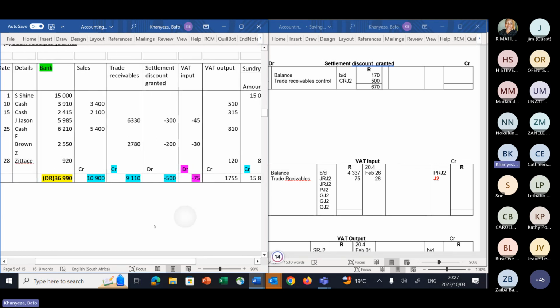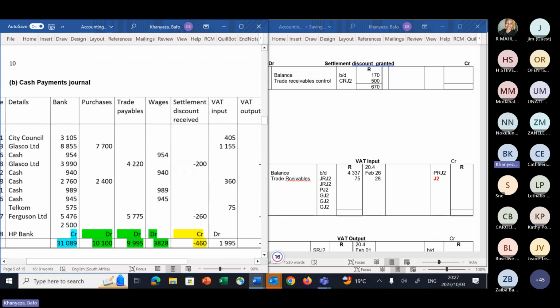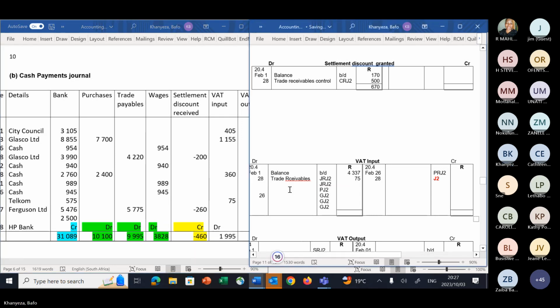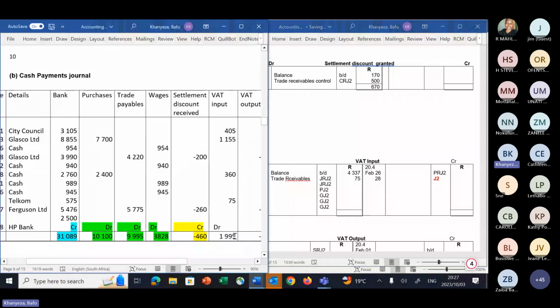VAT input. There must be a VAT input. Let's see. This is a cash. Oh, yeah. So then you move on and look for another VAT input. A large amount of VAT input will be on the cash payments journal. Let's check for you. So a large amount, because that's when the business is buying. So that's where it pays a lot of VAT. So here is this one. So it's an asset. That's why we're debiting it. We will claim it from SARS.